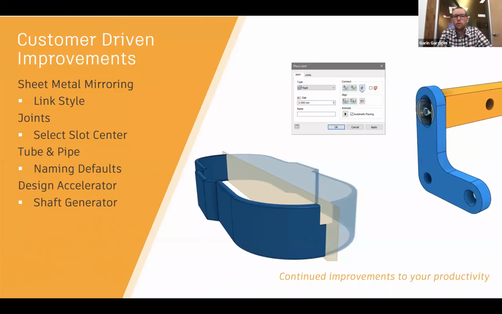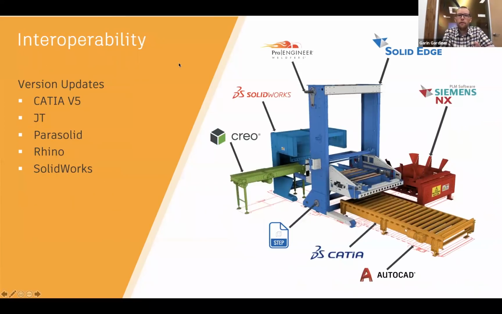Tube and pipe naming, you can change the naming defaults, some adjustments to design accelerators, the shaft generator, just some overall goodness there. And then on the interoperability side, if you're using any CAD where you're bringing in things like SolidWorks files, CATIA, STEP, any of those, we have updated the versions. So as CATIA, SolidWorks, Rhino have new versions, we've now updated those so they can come into 2020 as well, just making sure that you have the ability to use those files in your designs when necessary.